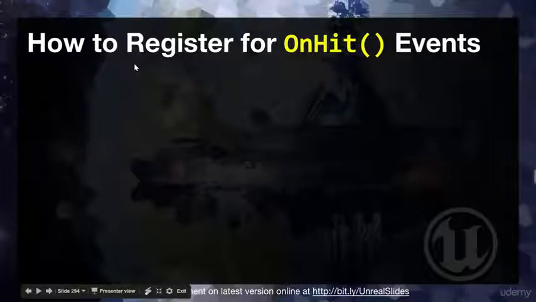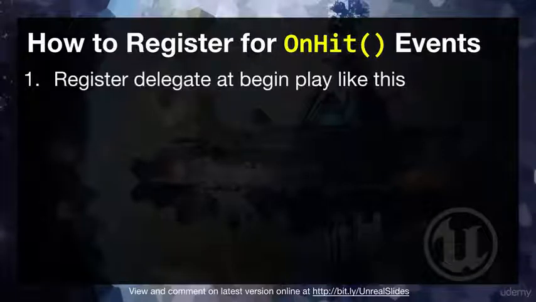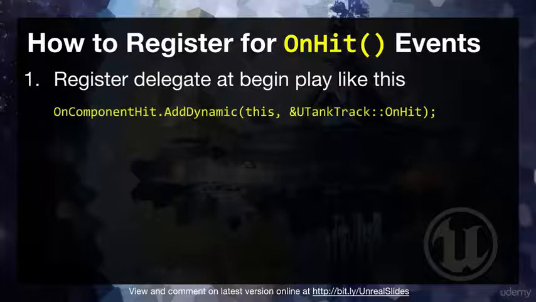I've written a slide for you. This is how to register for on hit events in C++ in Unreal 4.12. Okay, firstly, we register the delegate at BeginPlay. We're going to need to put a BeginPlay back in. And we use that syntax. OnComponentHit.AddDynamic, this, and then the delegate name of the method. So it's ampersand for address of UTankTrack::OnHit. That tells it where to go and find the method when this event gets triggered.